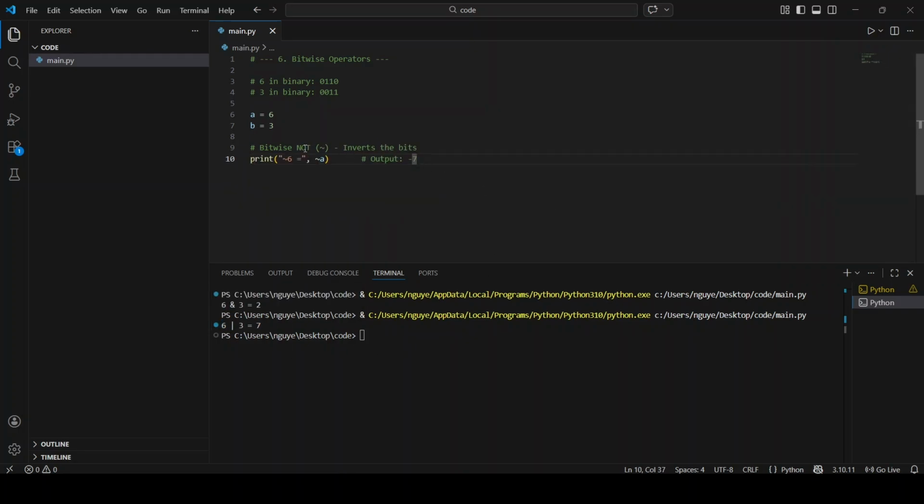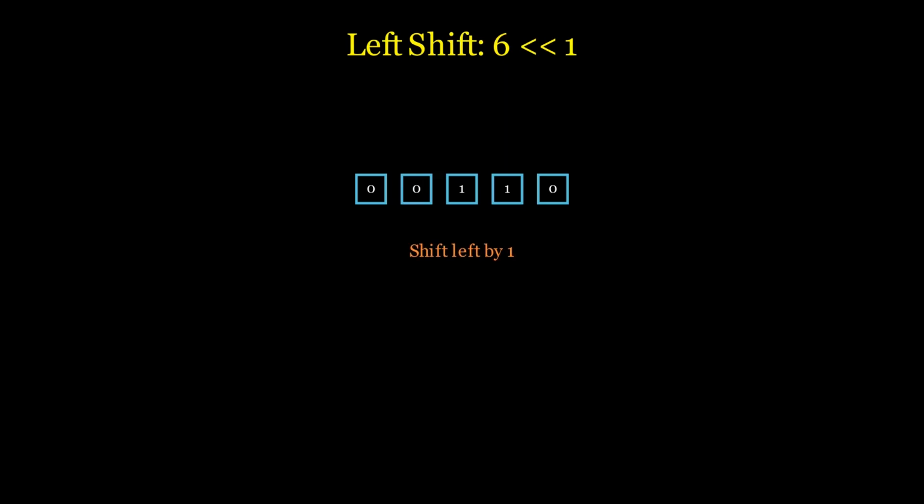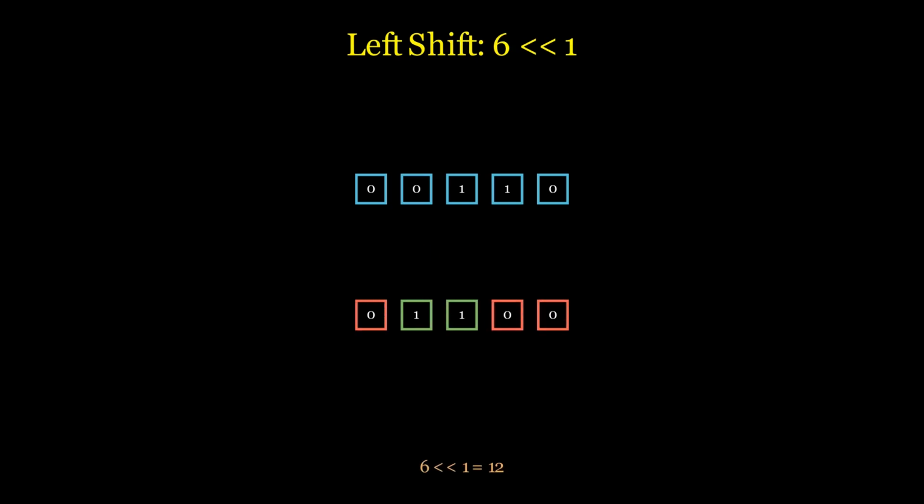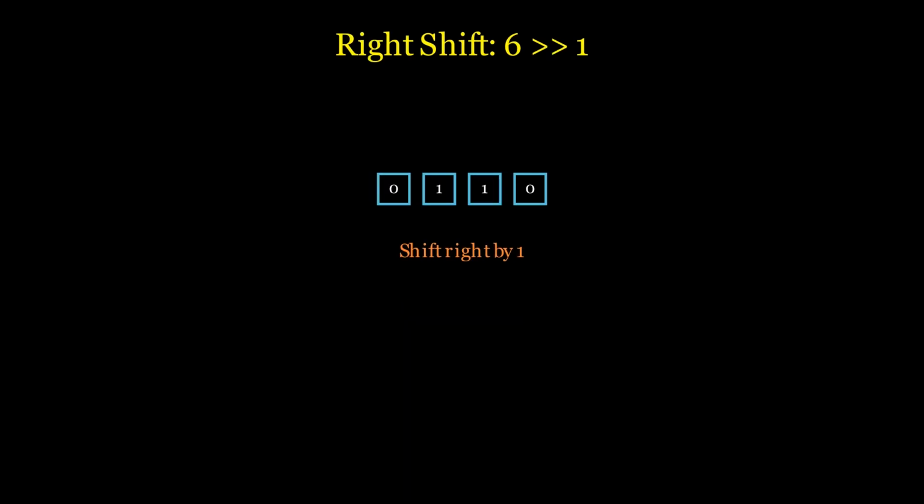Next is the NOT operator. This one is unique because it only works on a single number. It flips every bit, changing zeros to ones and ones to zeros. In Python, this follows the 2's complement rule, so if you apply NOT to 6, the result is -7. Left shift pushes bits to the left, effectively doubling the value to 12. Right shift brings it down to 3.